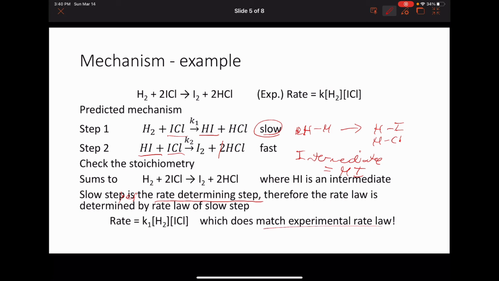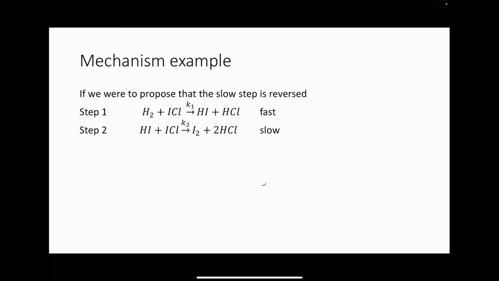And it turns out that does match the experimental rate law. So this mechanism, once I got rid of that 2, which I had incorrectly in there, does both. It matches the stoichiometry and it matches the rate law. All right, so now we have same reaction, different mechanism.